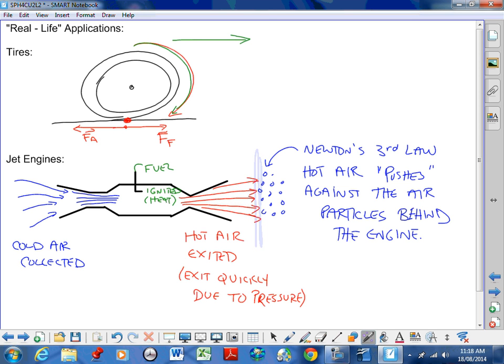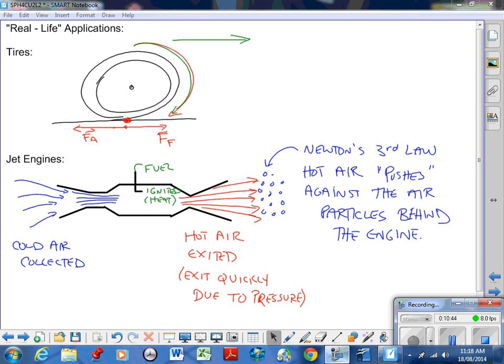In the homework, there's a bunch of other Newton's third law questions that you're going to go through and say, oh yeah, that makes sense. So if you have any questions, let me know, and I'll clean them up or give you a hand, and good luck with homework.